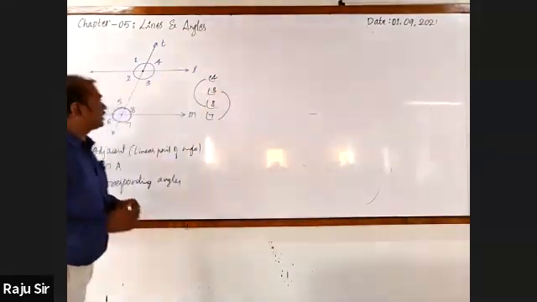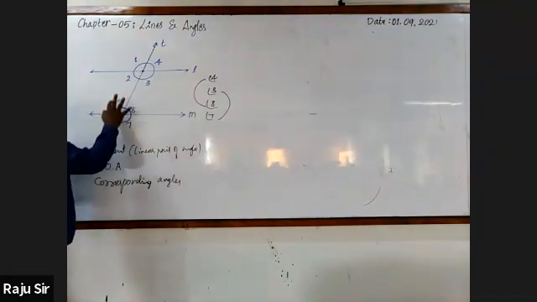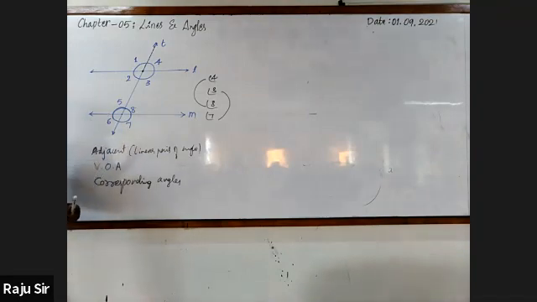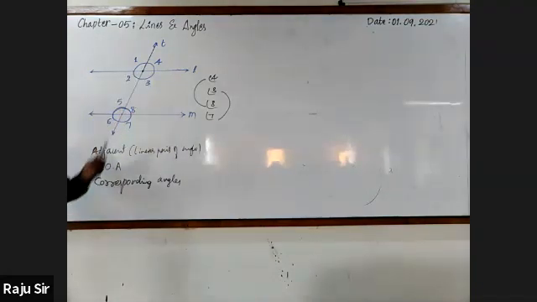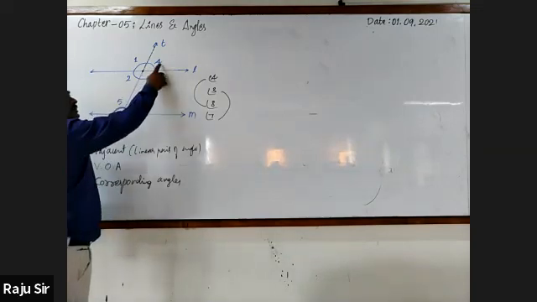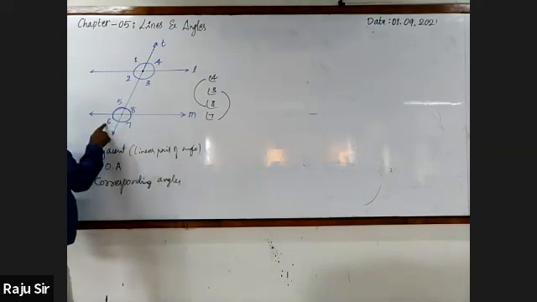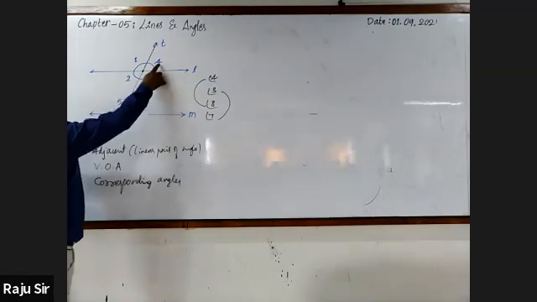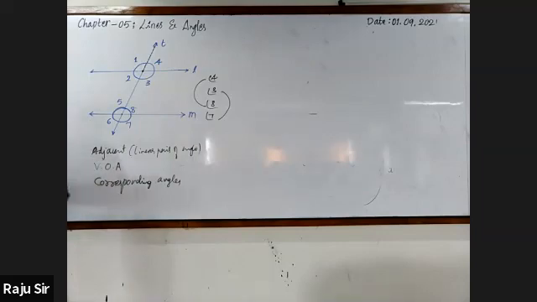Now, we have come across the corresponding angles 4 and 8, 3 and 7, 1 and 5, 2 and 6. Is there any relationship among these corresponding angles with respect to parallel lines? They are always equal, like vertically opposite angles. If parallel lines are cut, the corresponding angles formed will be equal. Hence, you can say angle 1 is equal to angle 5, angle 2 equal to angle 6, angle 3 equal to angle 7, angle 4 equal to angle 8.